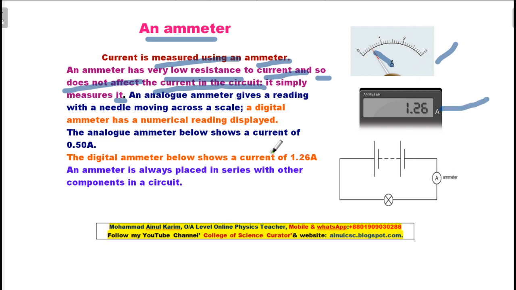A digital ammeter has a numerical reading displayed. The analog ammeter below shows a current of 0.5 ampere. The digital ammeter below shows a current of 1.26 ampere. So the ammeter is always placed in series with other components in the circuit.